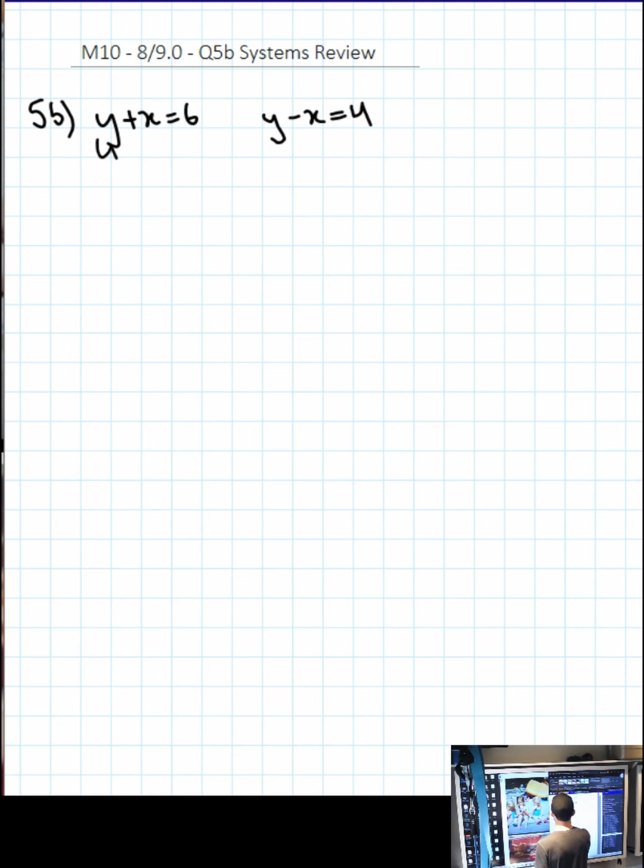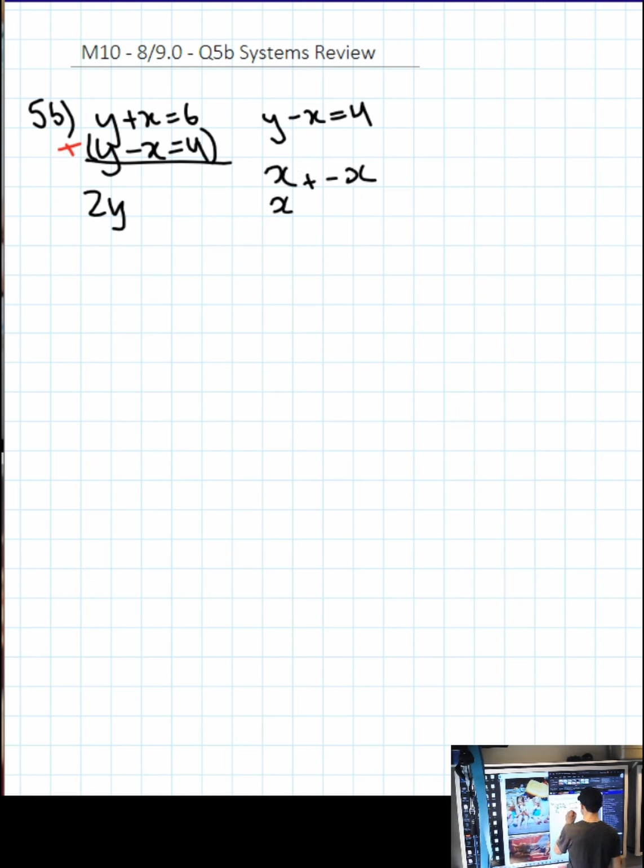So this time I'm going to put the other equation below this equation, with brackets around it, but this time I'm going to add the equations together. So y plus y is 2y, and x plus negative x is x minus x, which equals 0. So those cancel, and we get 6 plus 4 is 10, and divide both sides by 2, and y equals 5. Circle your answer.